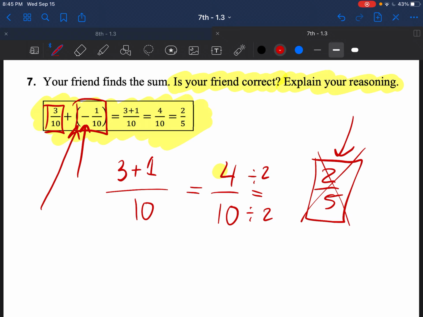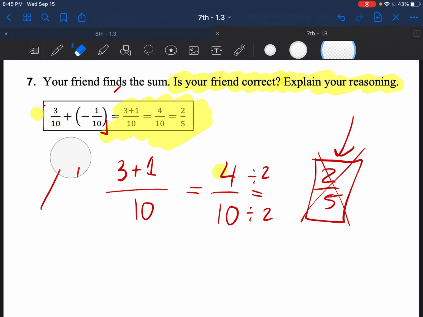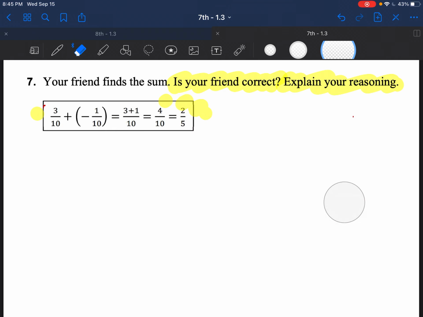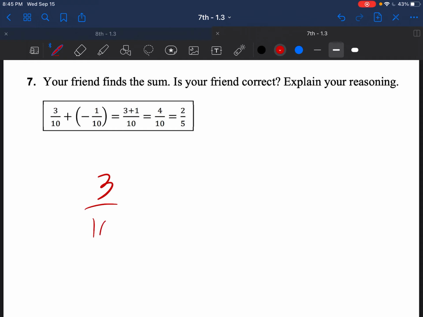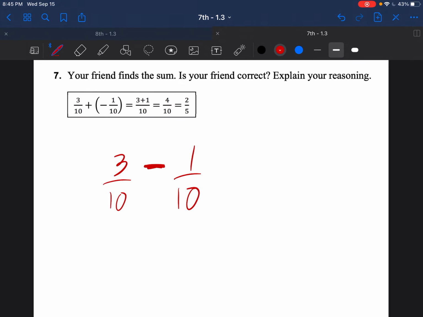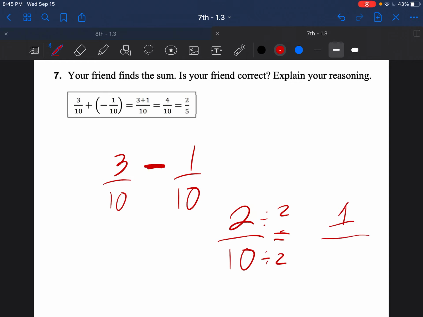What did they do wrong? I give you guys a hint. There's the hint. What did they do wrong? They added the number instead of what? Subtracting it. So it should have been 3 over 10 minus 1 over 10, which actually gave them 2 over 10. And if you simplify that, divide by 2, divided by 2, you're going to get 1. Oops. You're going to get 1 over 5. All right, let's move on to the next one.